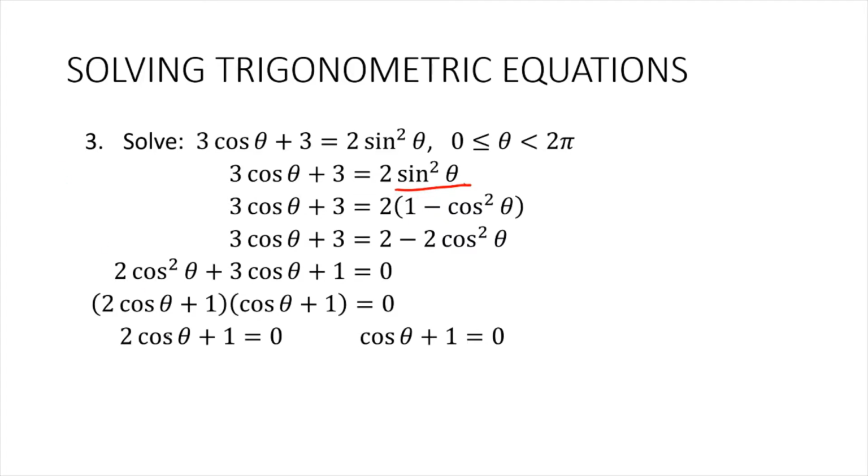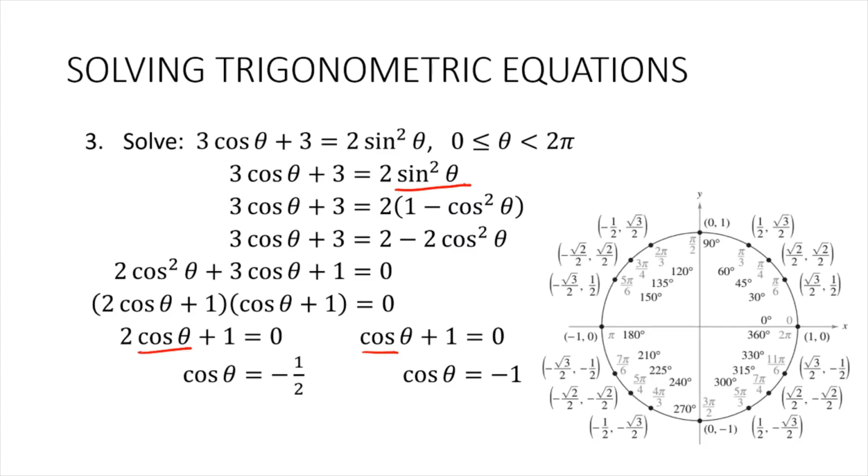Next, we isolate cosine theta. This gives us cosine theta equals negative 1/2 and cosine theta equals negative 1. And then let's refer to the unit circle. Let's look for angles whose cosine value is negative 1/2 and negative 1. And then recall that the value of the cosine function of an angle corresponds to the x component of the ordered pair. Okay, so let's look for x components equal to negative 1/2 and negative 1.